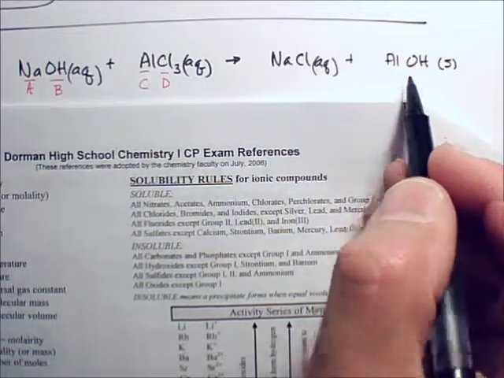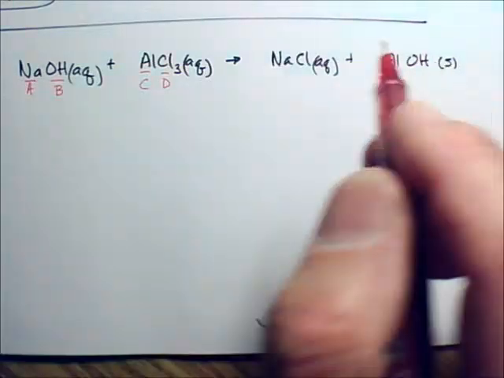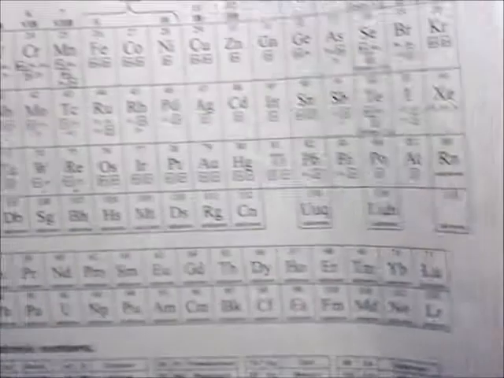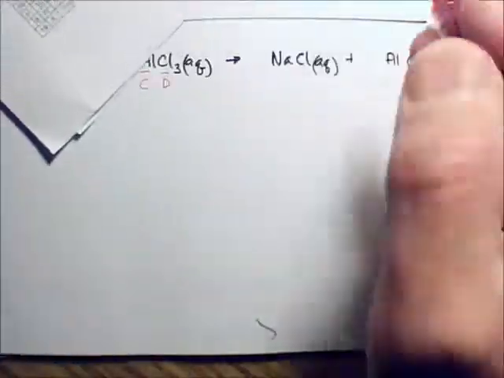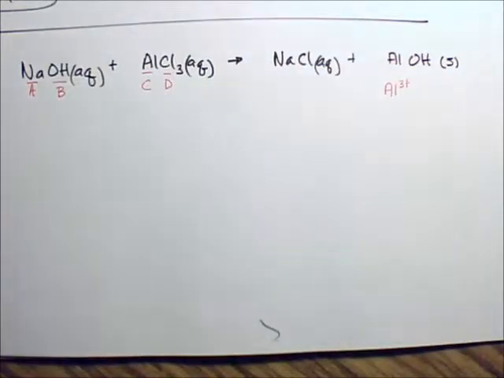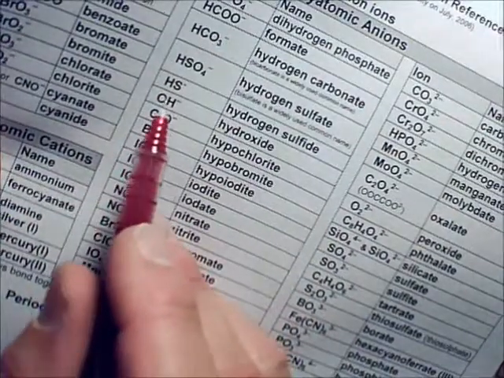Now we have to balance this formula. So we look on the periodic table with oxidation numbers. And aluminum is right here, and it has a 3+ charge. So aluminum has a 3+ charge. And we go to the common ions list, and hydroxide is going to have a 1 negative charge.